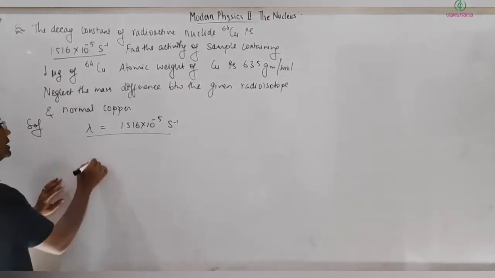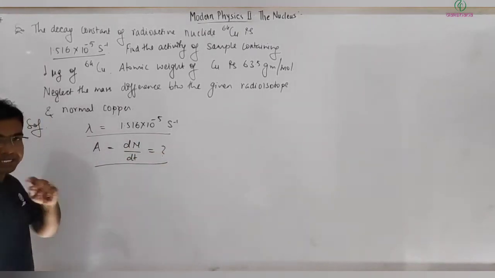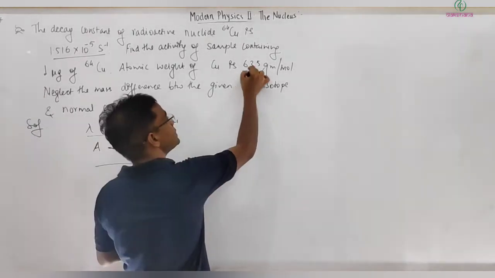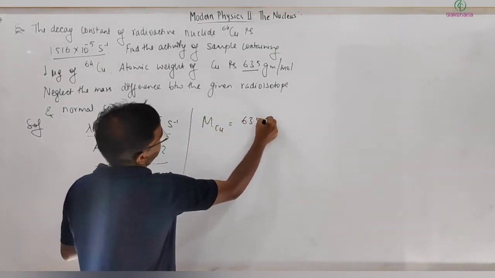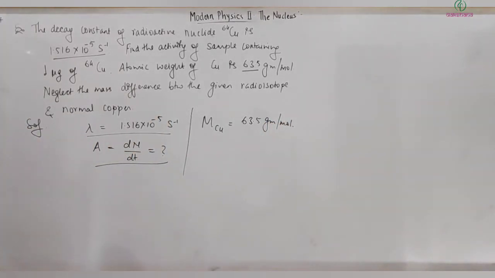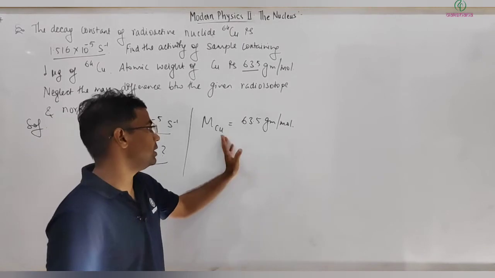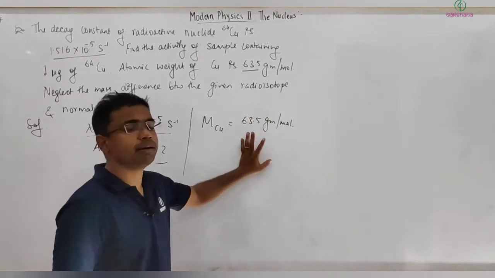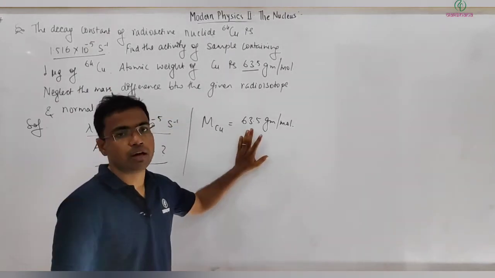Find the activity of the sample, and here we are asked to find activity, that is dN by dt. This is the objective, we need to find this. Atomic weight of copper is given, this is 63.5 gram per mole. Neglect the mass difference between the given radioisotope and normal copper. Actually this is the mass of a normal copper atom, or basically the average mass, because copper has many isotopes. But it's saying for copper 64 also you take the molar mass to be the same.